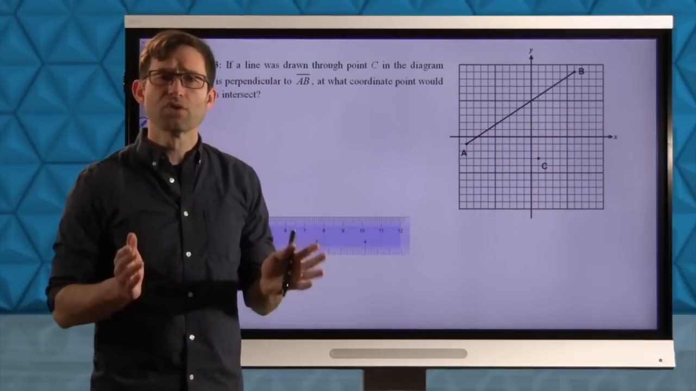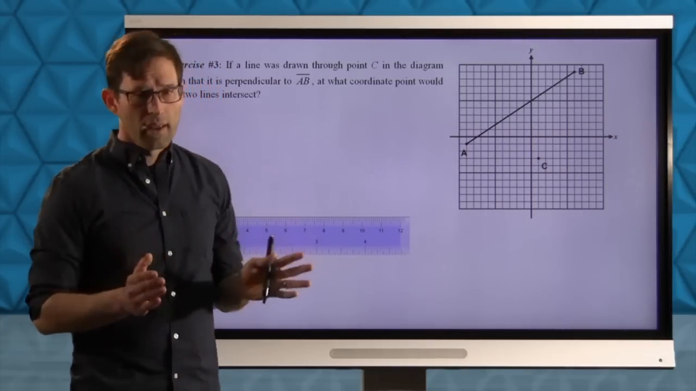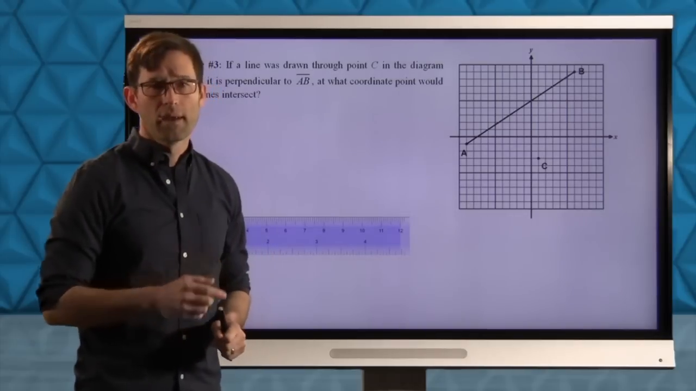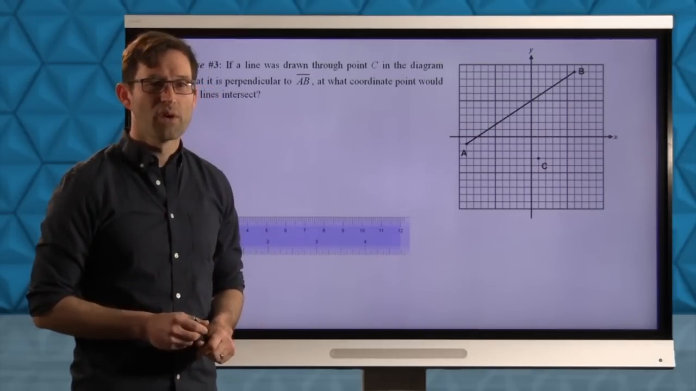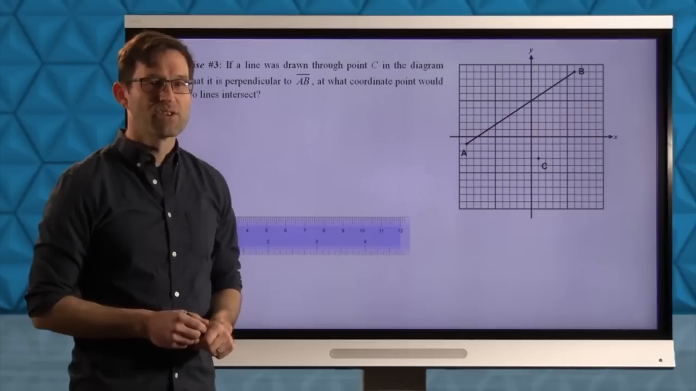Okay, so again, this is challenging, but you have everything you need in order to be able to do this problem. And in those situations, I like to take a moment and let you work on it. So go ahead and do so. All right, let's go through it.